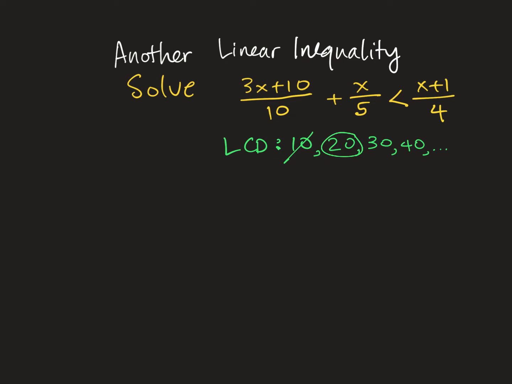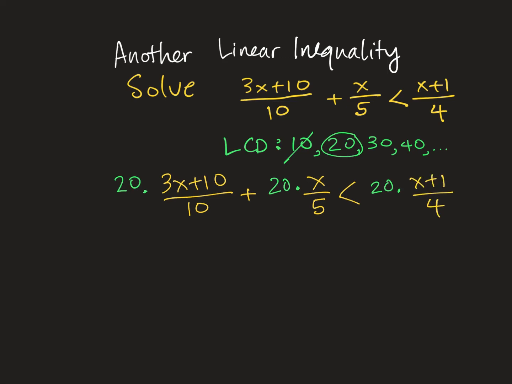So let me do that. So 20 times (3x plus 10) divided by 10 plus 20 times x over 5. My inequality is going to say less than. Don't forget, if we ever multiply or divide by a negative number, then we have to reverse our inequality symbol. But we are multiplying everything through by a positive 20, so no need to flip anything around.